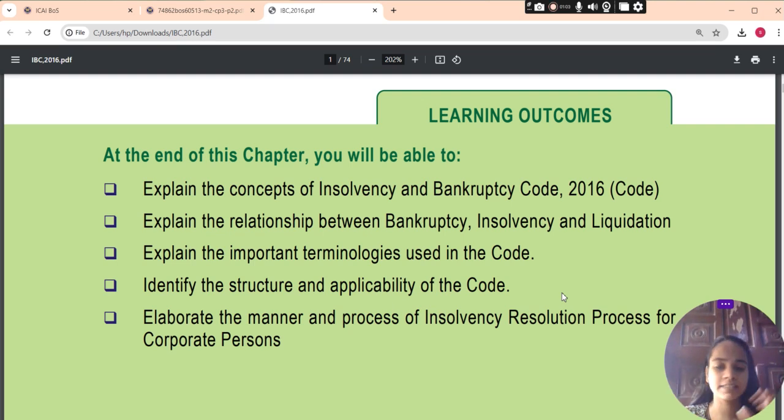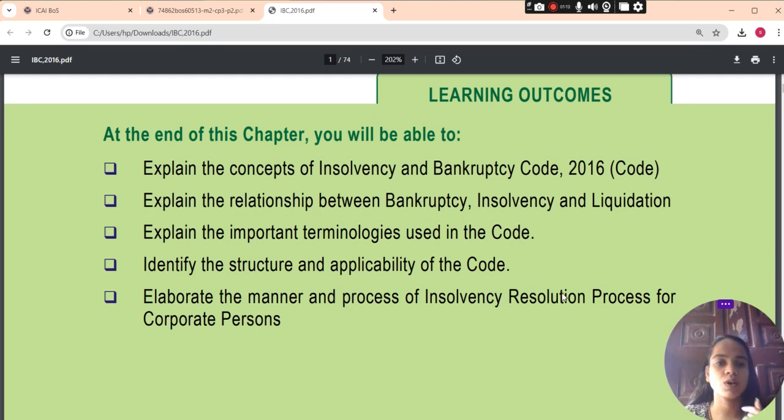Because many Acts get subsumed; when many Acts get subsumed, it becomes a code, so that is to be treated as a code. Explain the concepts of the Insolvency and Bankruptcy Code 2016.